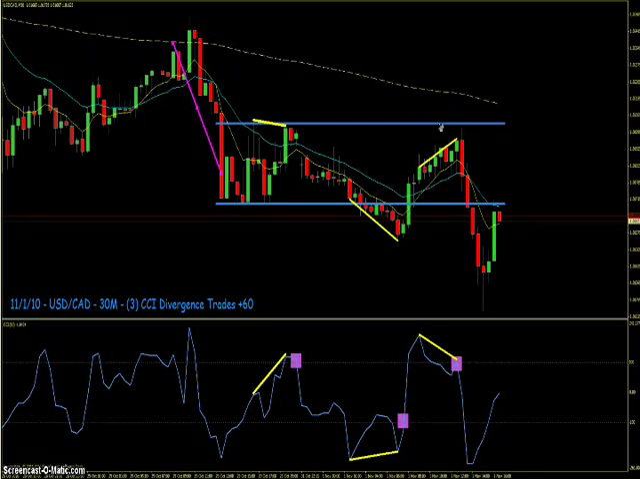I didn't shoot for the top of the range because I didn't know if it would have enough to get there. I just shot for somewhere around these highs back here, which again happened to be about another 20 pips. I banked those, and then I sat back and I waited.